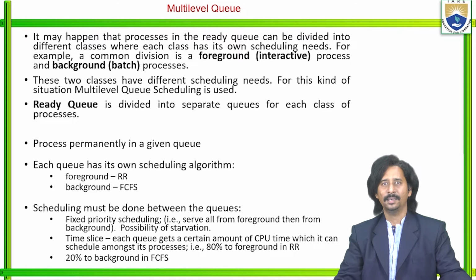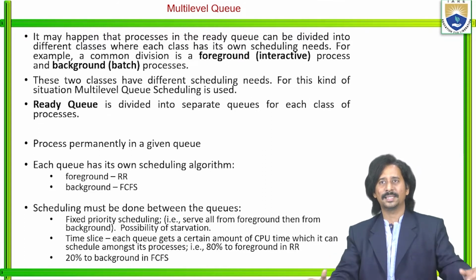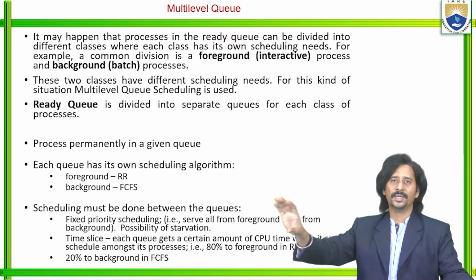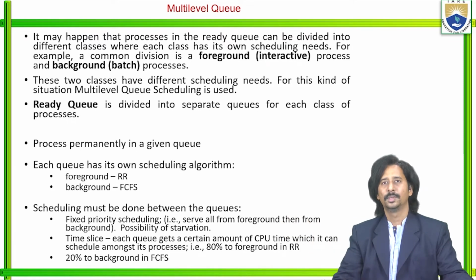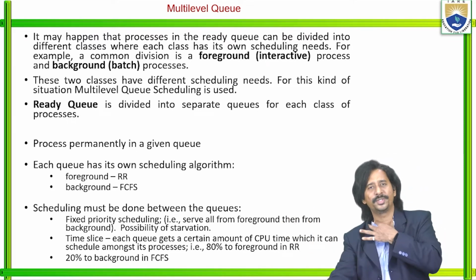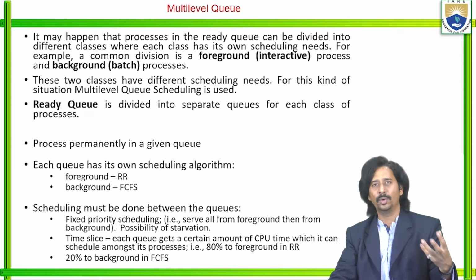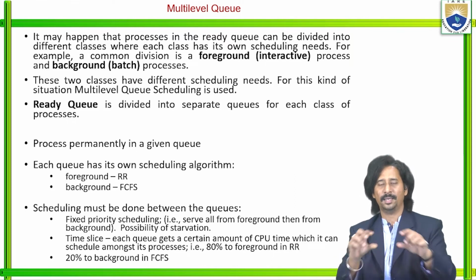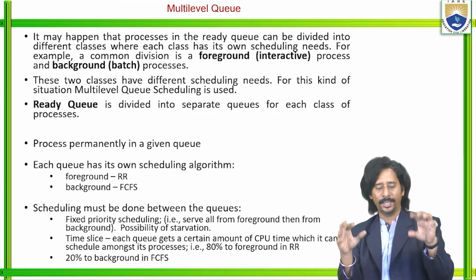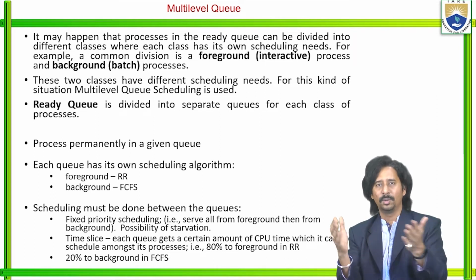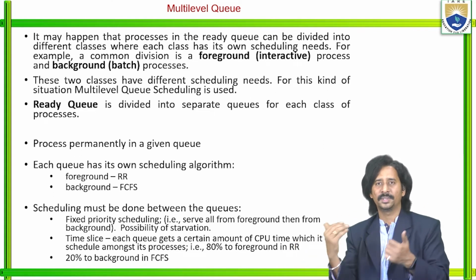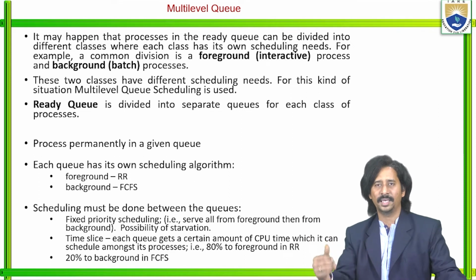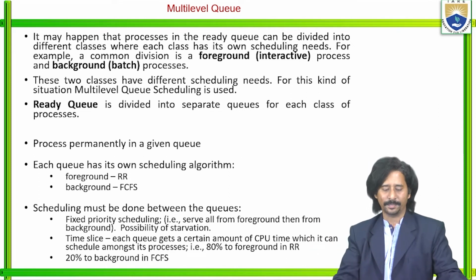Simply said, the ready queue is divided into separate queues for each class of processes. Each process is permanently in a given queue, and each queue has its own scheduling algorithm. Let us take the top level queue executing processes only in round robin fashion, then the next level queue executing processes with the help of SJF, then the next level with the help of FCFS, like that.